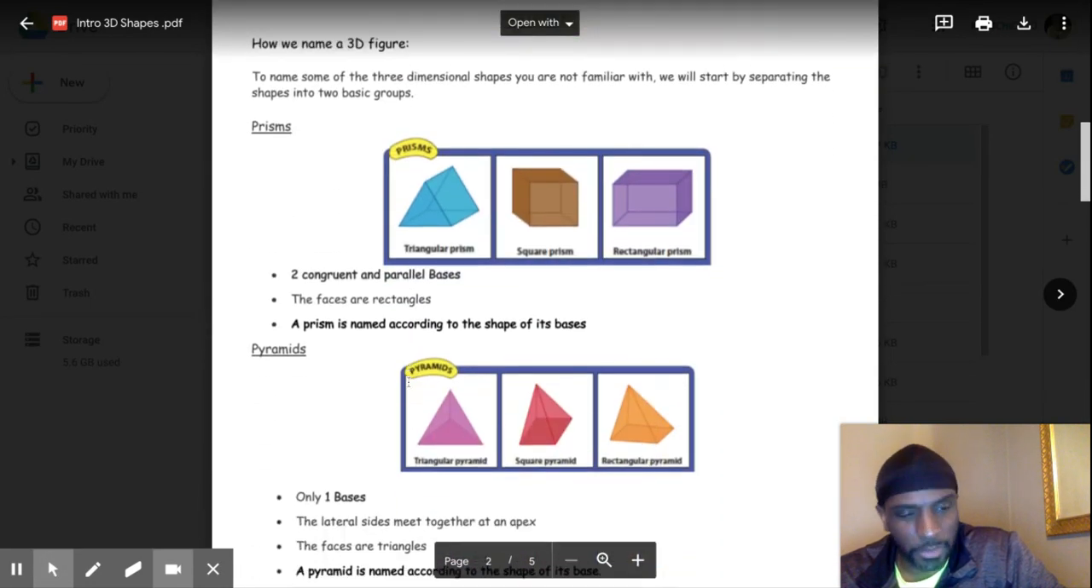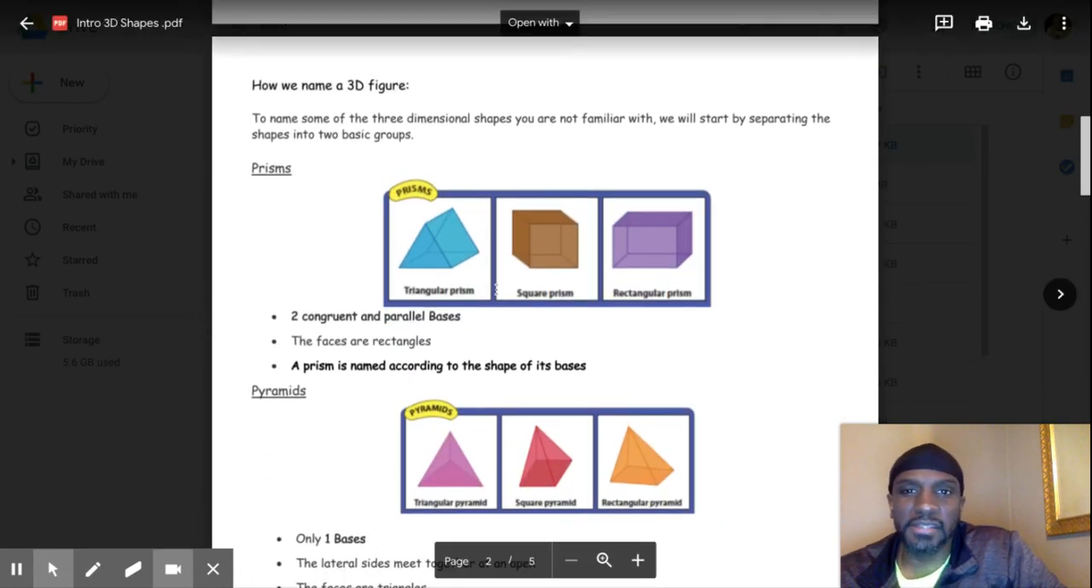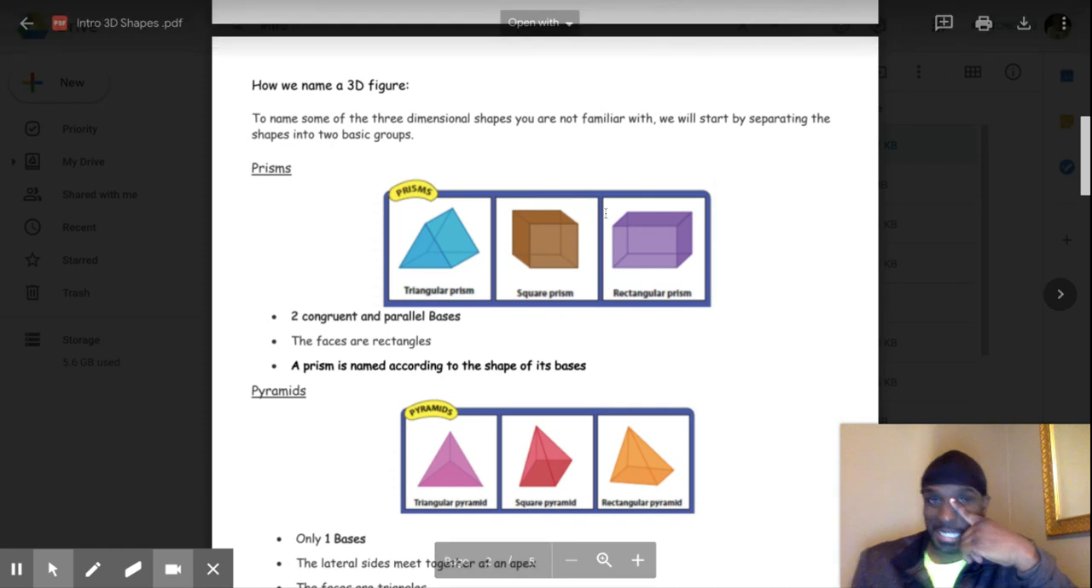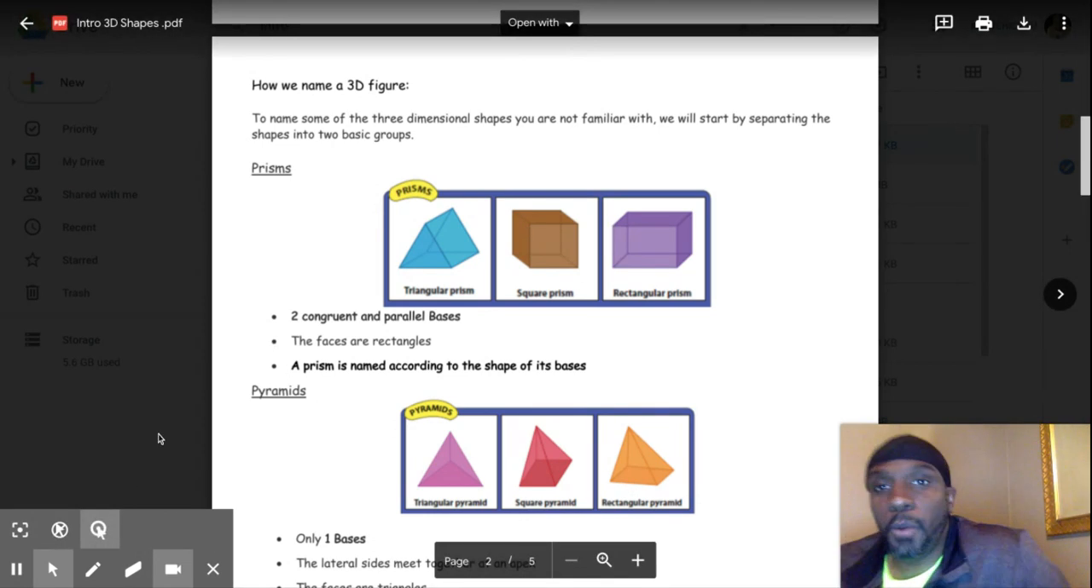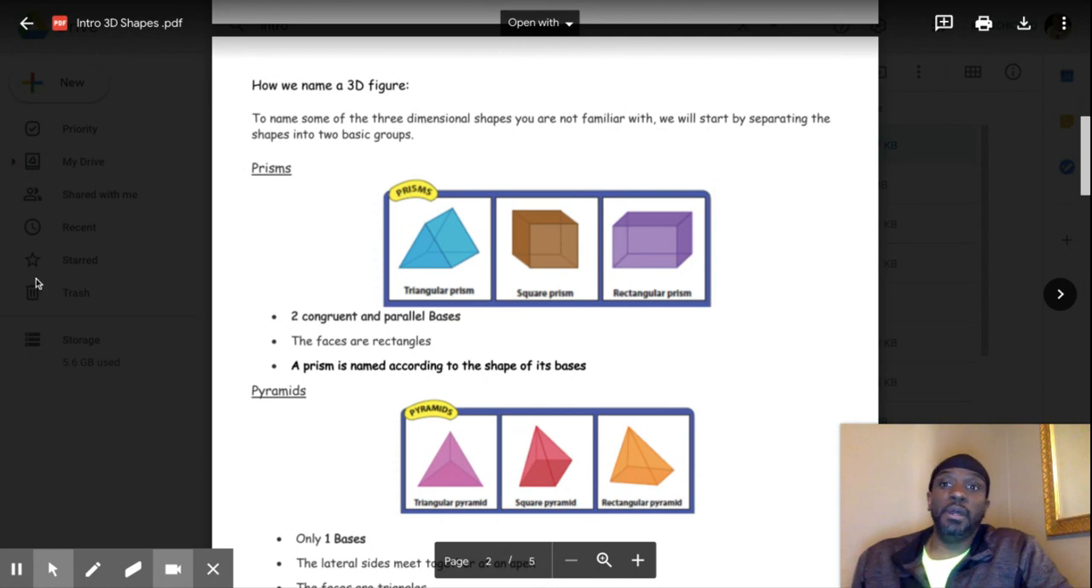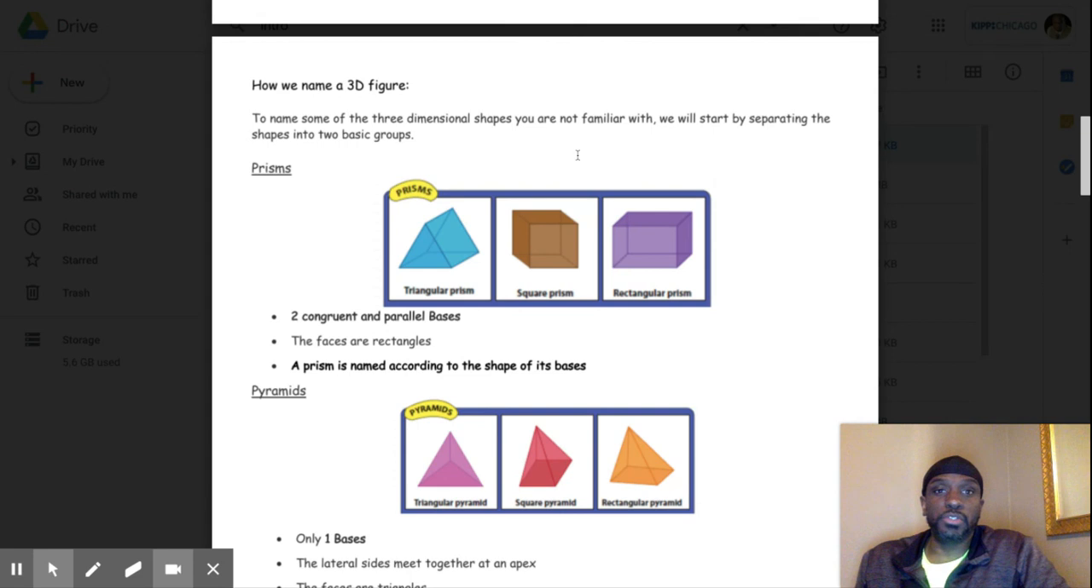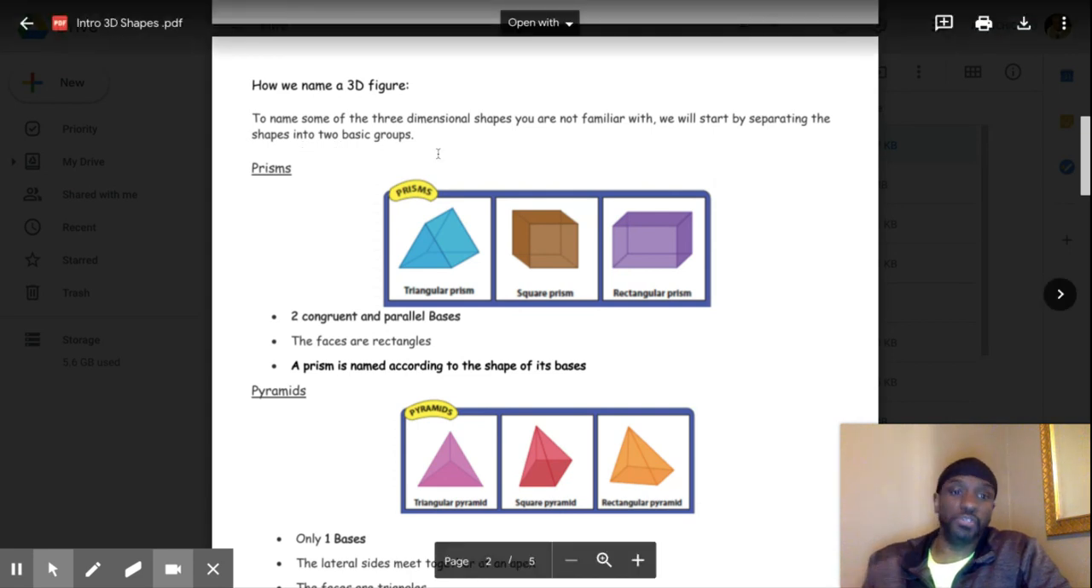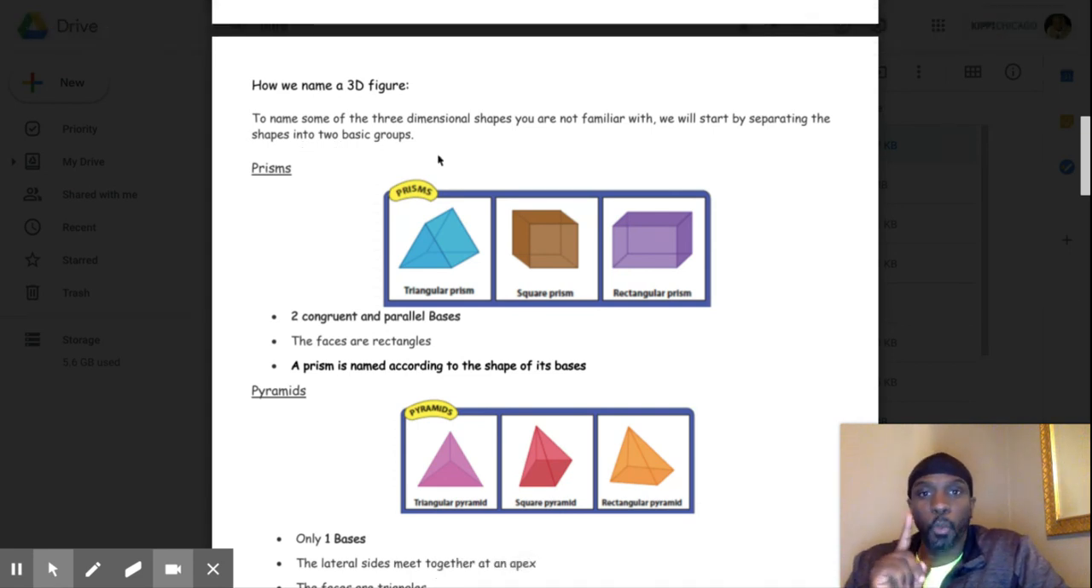This is all kind of review. Now, yesterday I didn't give you the names of these things on this page. I'm giving them to you today, okay? So this is how we name three-dimensional figures. To name some of the three-dimensional shapes you are not familiar with, we will start by separating the shapes into 2 different categories, okay? 1, prisms.